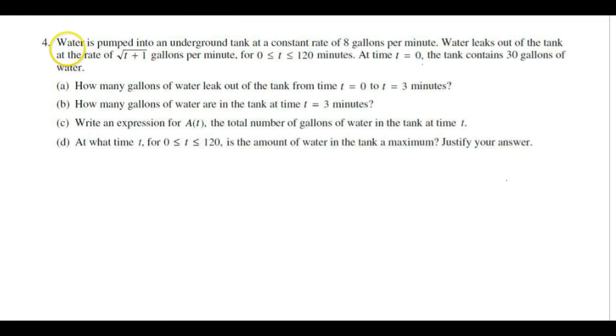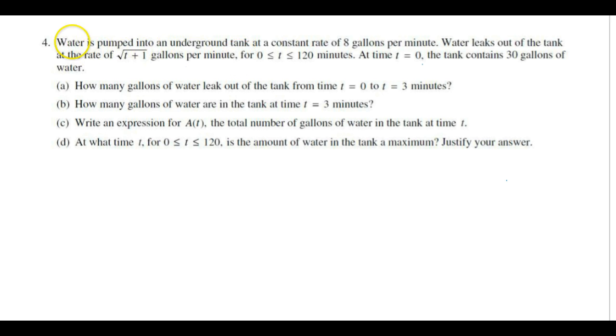Alright, let's jump into another AP question. Water is pumped into an underground tank at a constant rate of 8 gallons per minute. Water leaks out of the tank at a rate of radical t plus 1 gallons per minute for times t between 0 and 120 minutes. At time 0, the tank contains 30 gallons of water. So this last sentence means at the beginning, the tank already had 30 gallons of water in it.